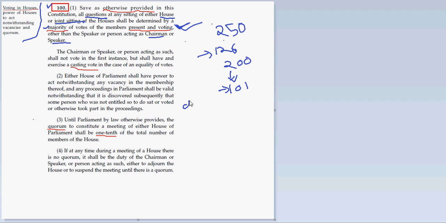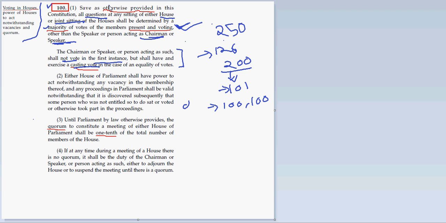One more thing that needs to be seen here is that the chairman or speaker cannot vote during the first instance. That's what we should remember here. But if you see the second paragraph, it says the chairman or speaker or person acting as such shall not vote in the first instance, but shall have and exercise a casting vote in the case of an equality of votes. That means, let's say 200 people are present and voting, and for any decision 100 came as yes and 100 came as no. So in that case, the chairman of Rajya Sabha has to vote. That's called a casting vote.